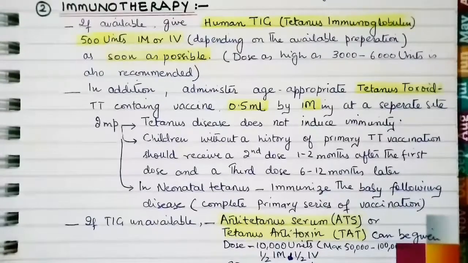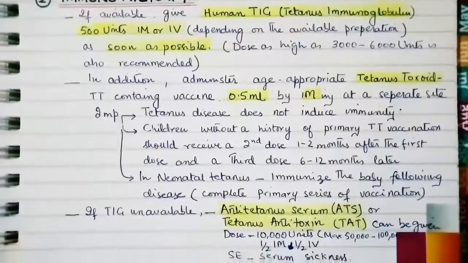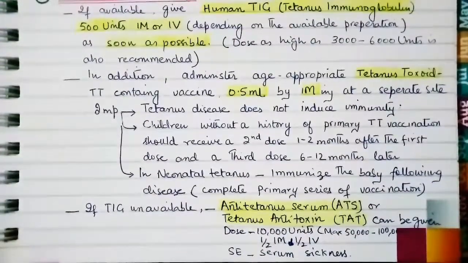Friends, tetanus disease does not induce immunity. Children without a history of primary tetanus toxoid vaccination should receive a second dose 1 to 2 months after the first dose, and a third dose 6 to 12 months later. In neonatal tetanus, immunize the baby with the complete primary series of vaccination following the disease.